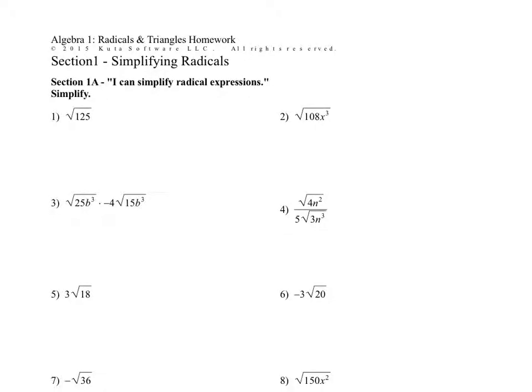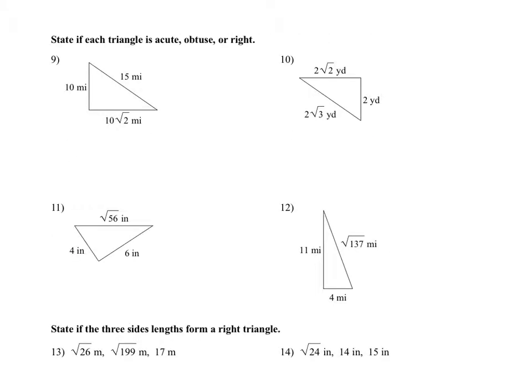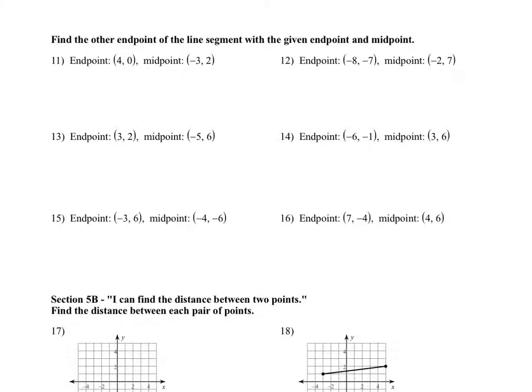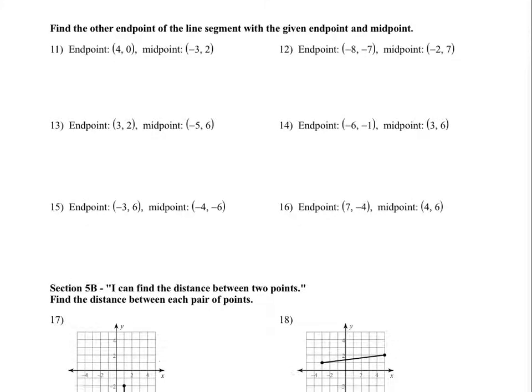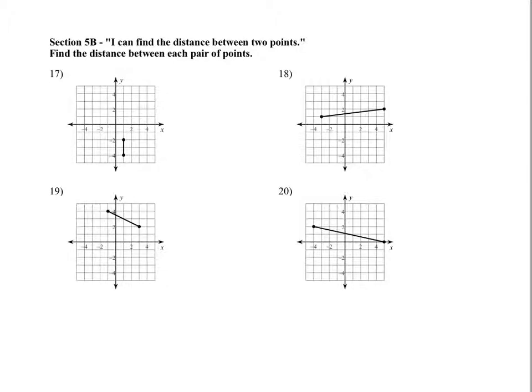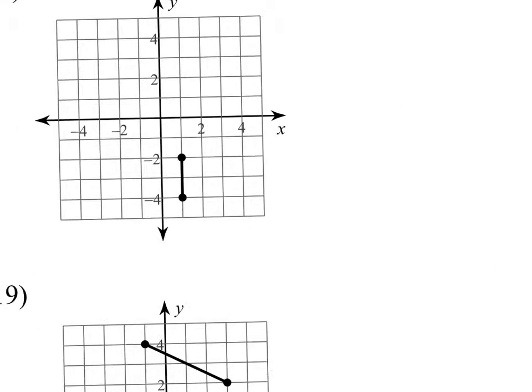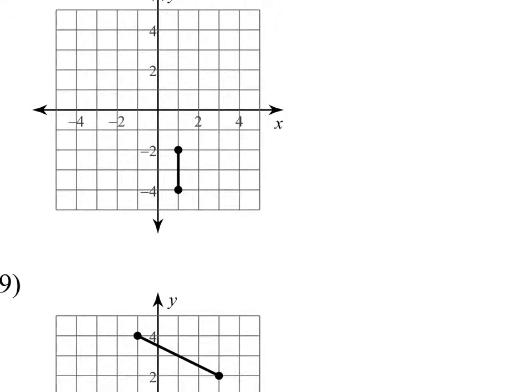Section 5B, using the distance formula to find the distance between 2 points. Alright, so here we have a picture. Now if you're looking for distance of a line, and the line happens to be vertical or horizontal, well, that's pretty nice, because really all we have to do is see how long it is. 2 units. It's 2 units in length.